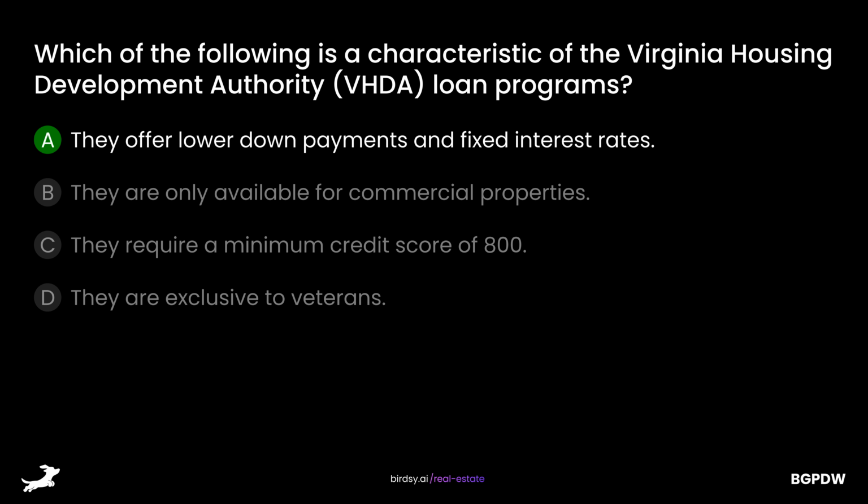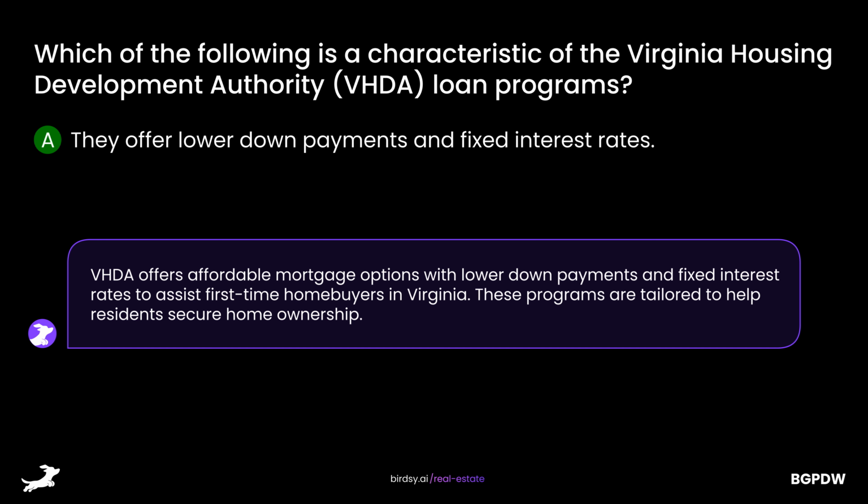The answer is A, they offer lower down payments and fixed interest rates. VHDA offers affordable mortgage options with lower down payments and fixed interest rates to assist first-time homebuyers in Virginia. These programs are tailored to help residents secure home ownership.